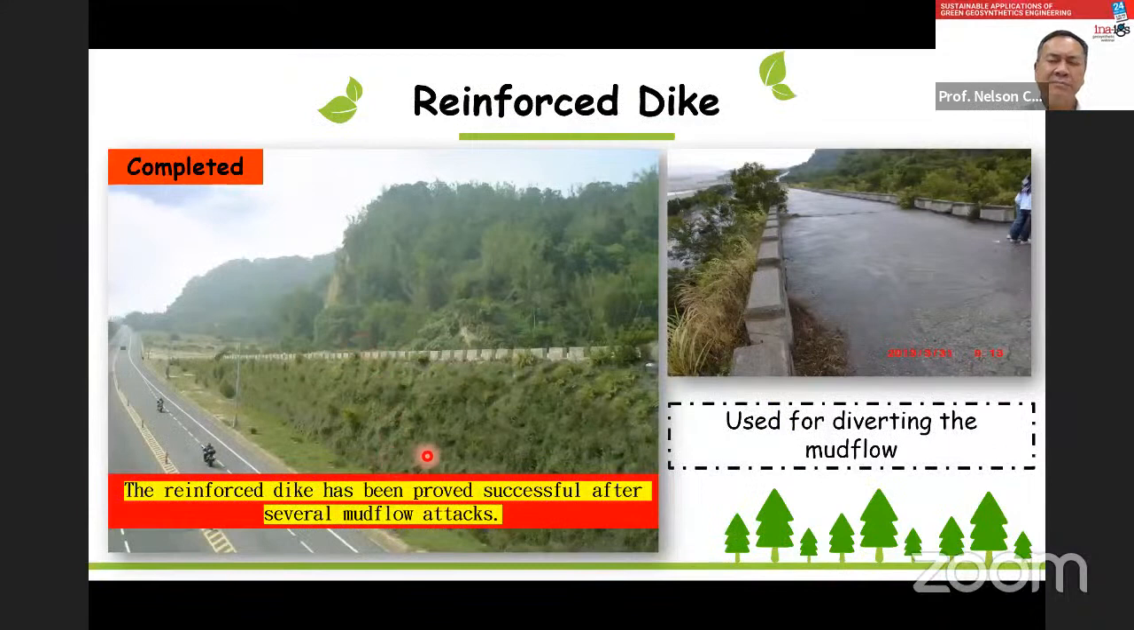And this is the complete dike. You see the surface. The impacts came from here, and this is strong enough. The surface is paved with concrete, and actually I don't see any crack in the concrete. So that means the dike itself is flexible but also strong enough. This reinforced dike has been proved successful after several mudflow attacks, and turned out to be very effective and also very cheap compared to any other method.